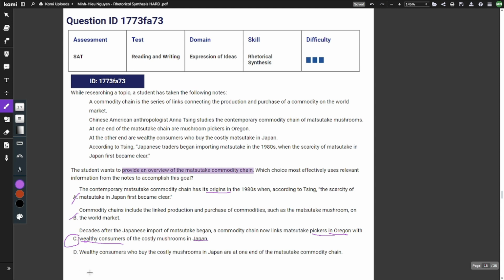Now let's look at D. Wealthy consumers who buy the costly mushrooms in Japan are at one end of the matsutake commodity chain. So this one straight up just says it only talks about one end, but it doesn't talk about the other end, which we know is the pickers in Oregon. So our answer is going to be C because it gives the overview of the entire chain.